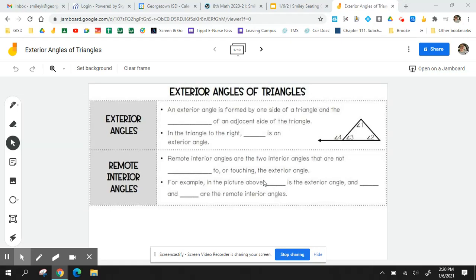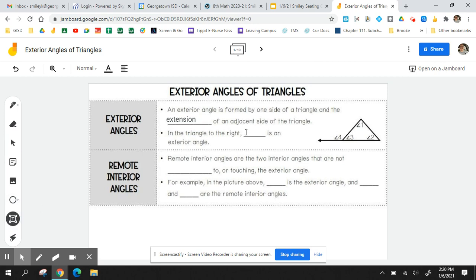Hey everyone, today we are going to look at exterior angles of triangles. So an exterior angle is formed by one of the sides of the triangle, and it's called the extension of an adjacent side of that triangle. What that technically means is, see that line pointing out of the triangle? That's the extension, okay?